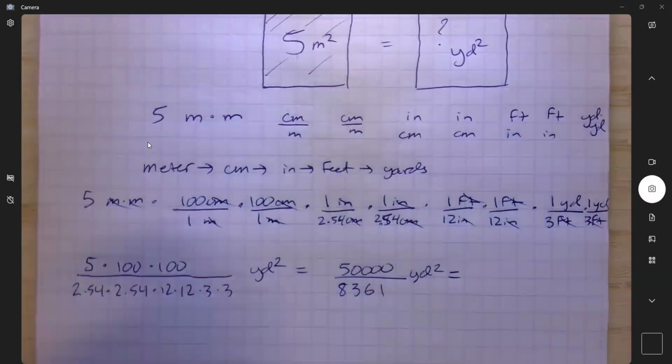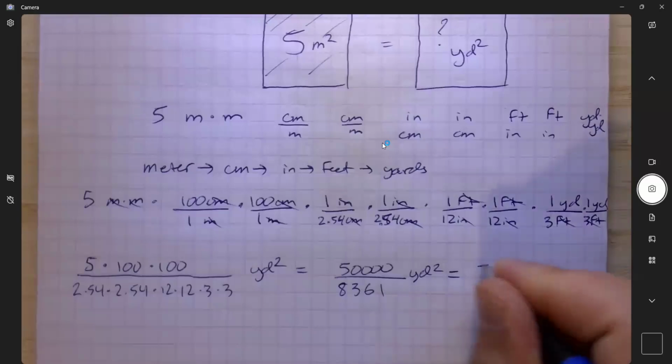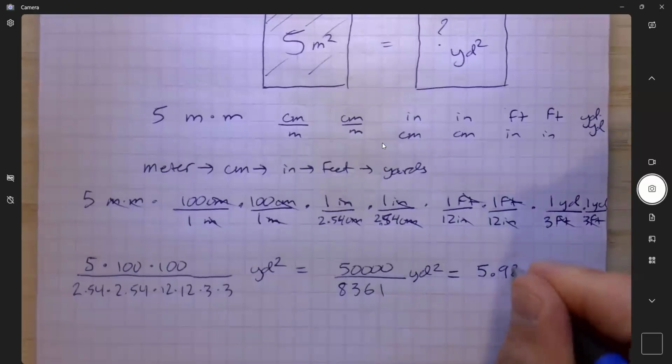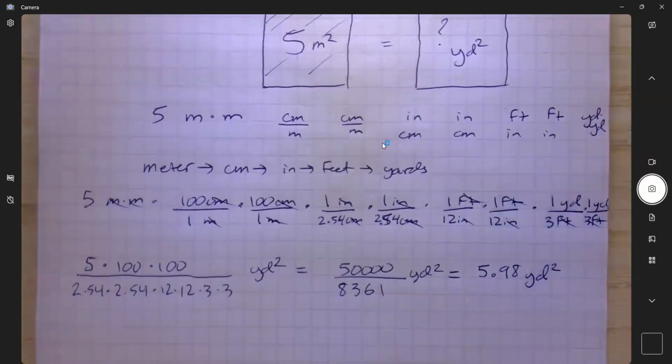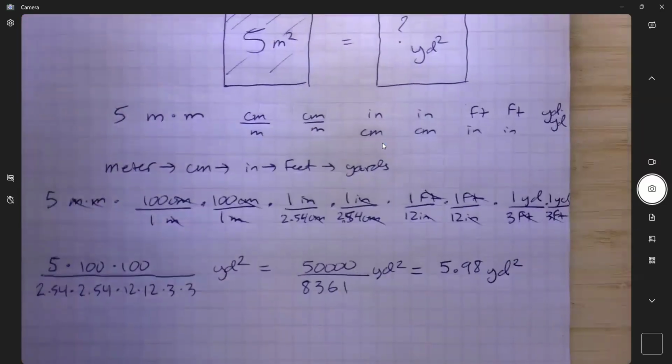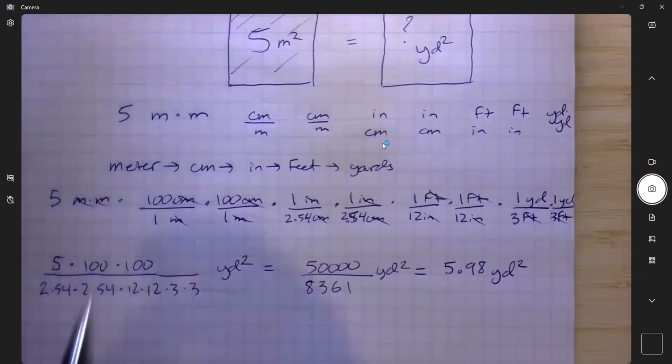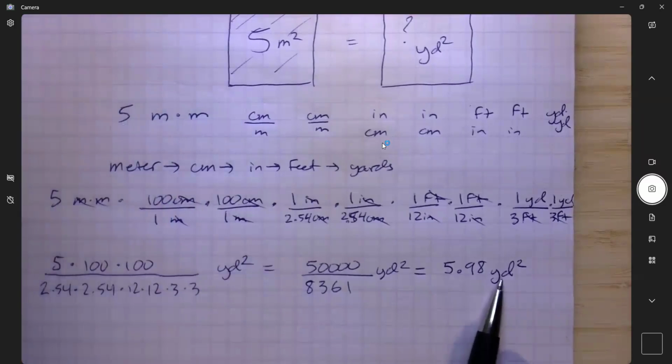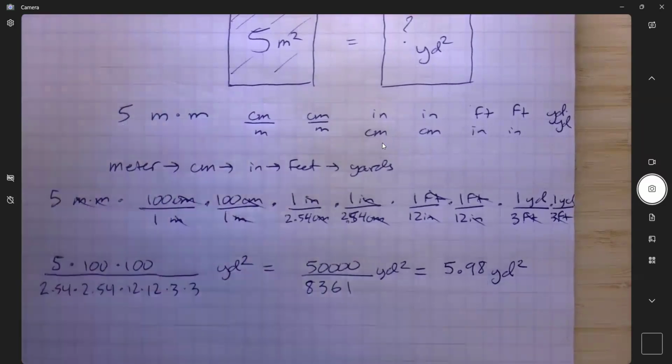And I get 5.98 yards squared. So 5 square meters is equivalent to almost 6 square yards. And that's how you carry around unit conversions.